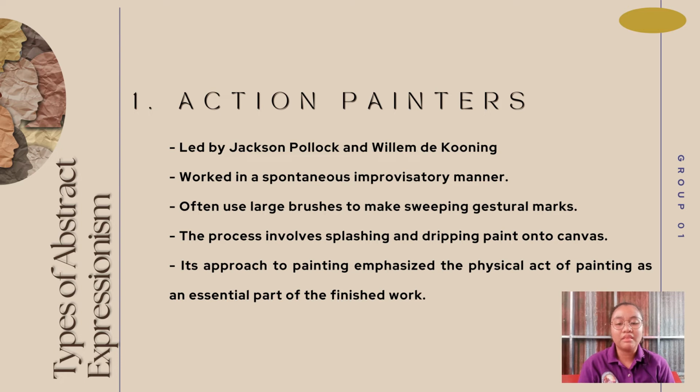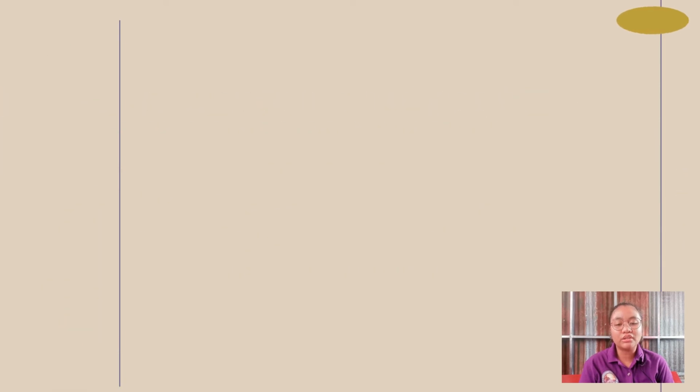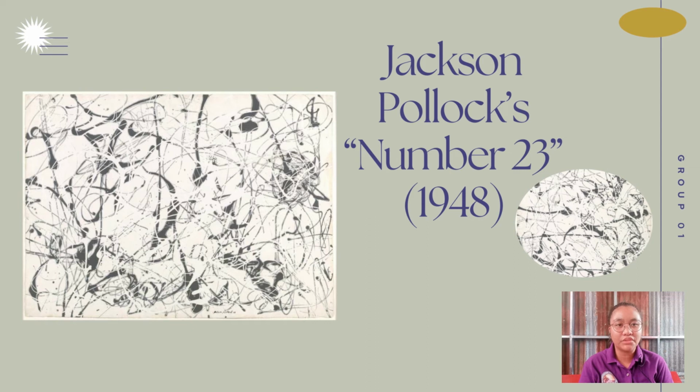Its approach to painting emphasizes the physical act of painting as an essential part of the finished work. Pollock famously placed canvas on the ground and danced around it, pouring paint from the can or trailing it from the brush or stick. In this way, the action painters directly placed their inner impulses onto the canvas. One example is Jackson Pollock's Number 23.